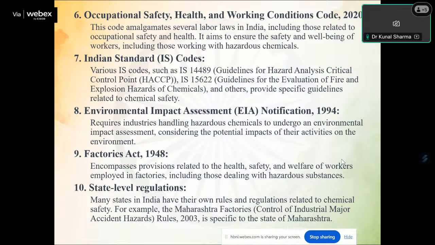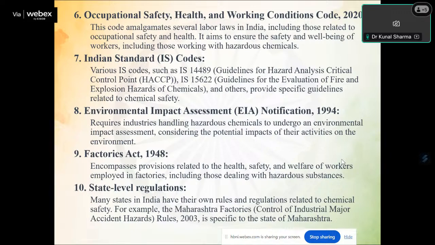Then we have some Indian Standards codes, various IS codes such as IS 14489. It talks about guidelines for Hazard Analysis and Critical Control Point, HACCP. IS 15622 talks about guidelines for evaluation of fire and explosion hazard of chemicals, and others provide specific guidelines related to chemical safety. When you just Google it, you will see IS 14489 and IS 15622, which talk elaborately about these particular standards.